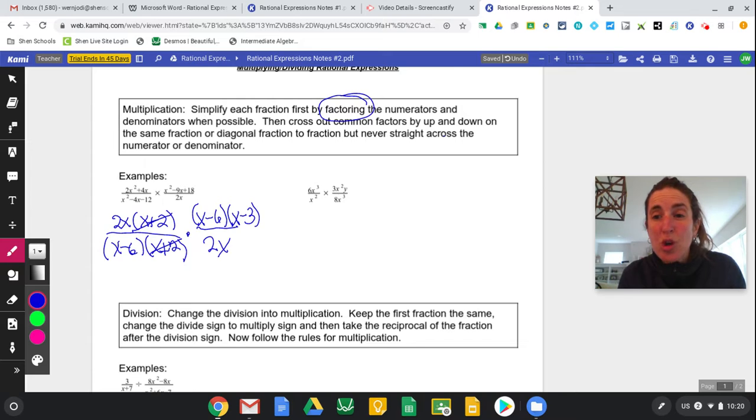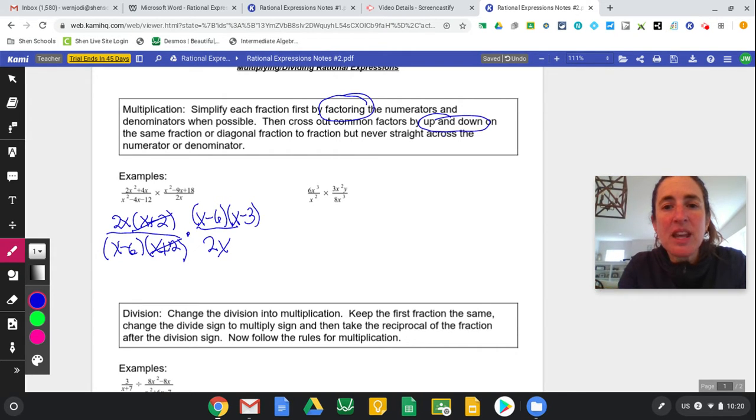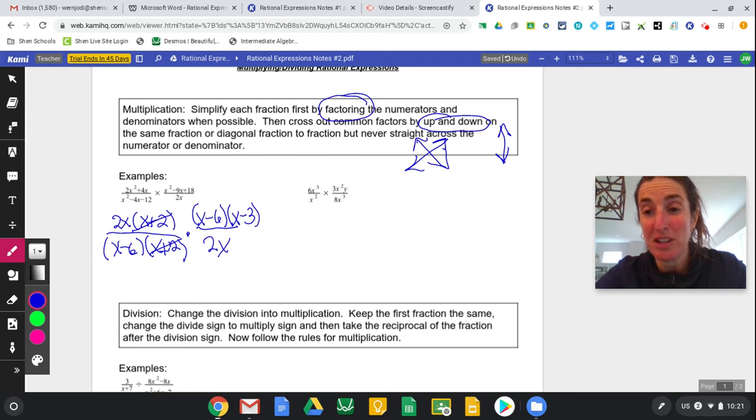Now, the rule when to find your final product is you can cross out factors up and down on the same fraction, or diagonal fraction to fraction, but you can never go straight across the numerator or straight across the denominator. That would be really naughty.